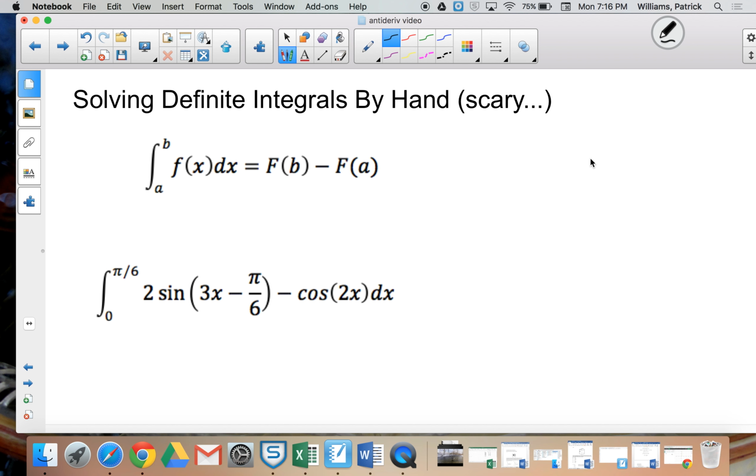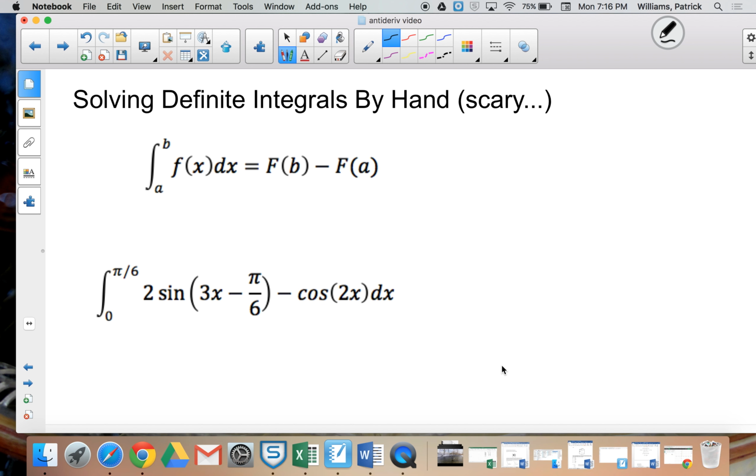AP exam. Now, I doubt you're going to have to evaluate a definite integral this difficult by hand, but you know what I like to do, if I give you something harder than you're ever going to encounter, that means the other stuff should seem relatively easy. All right? So give this one a shot, pause the video.